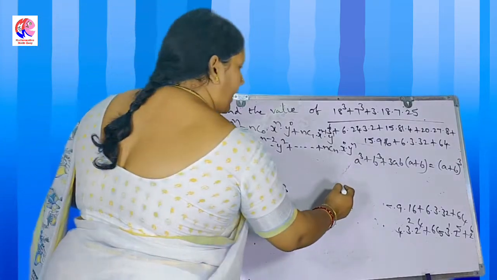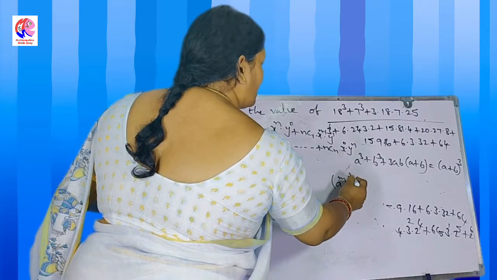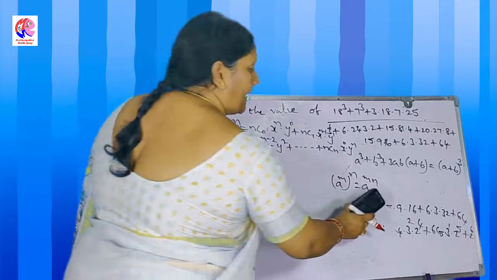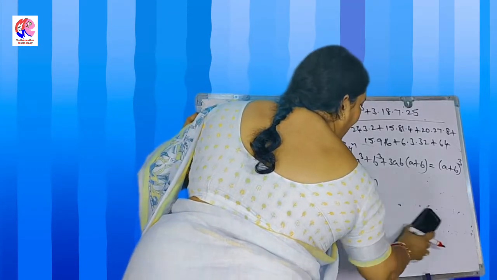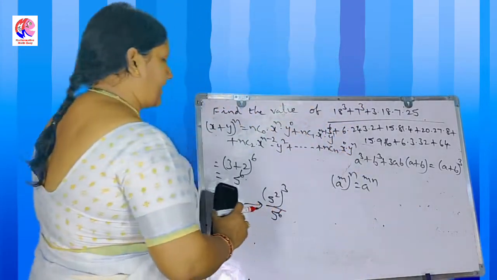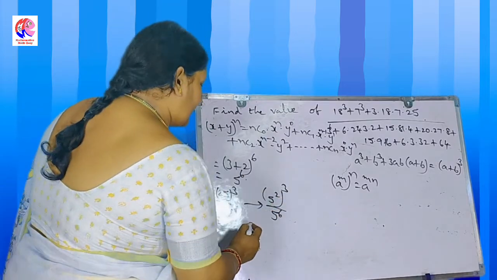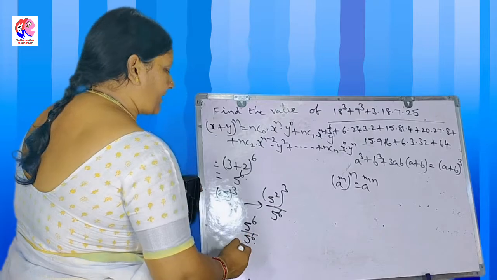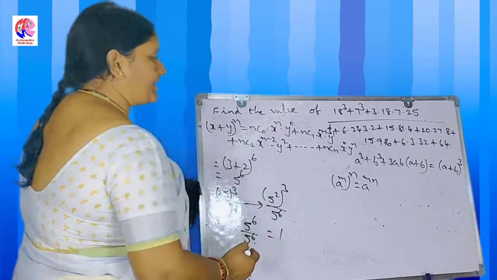The formula is (aᵐ)ⁿ = aᵐⁿ. Apply that formula to the numerator. We get the numerator as 5⁶. The denominator is also 5⁶, so this value is equal to 1.